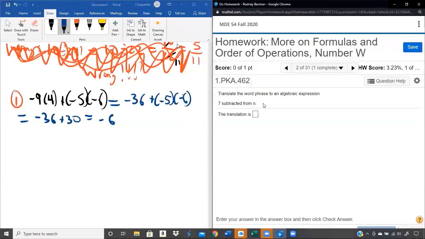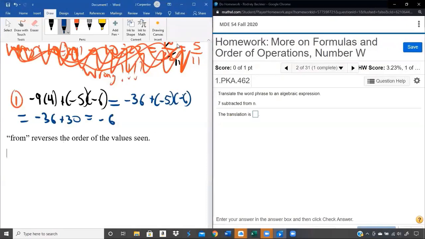Now, I think that most people understand the words like sum and product and added to and divided and things like that. This one in particular, though, this use of the word from, in particular with subtraction, what this does is it reverses the order. So saying from reverses the order of the values seen.